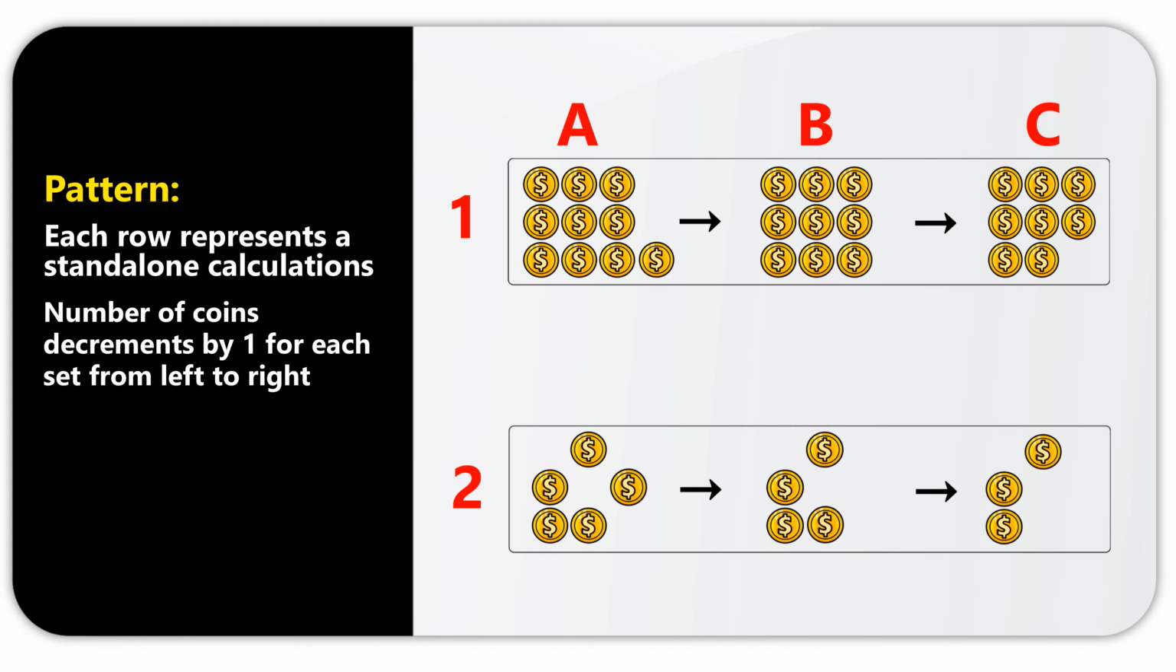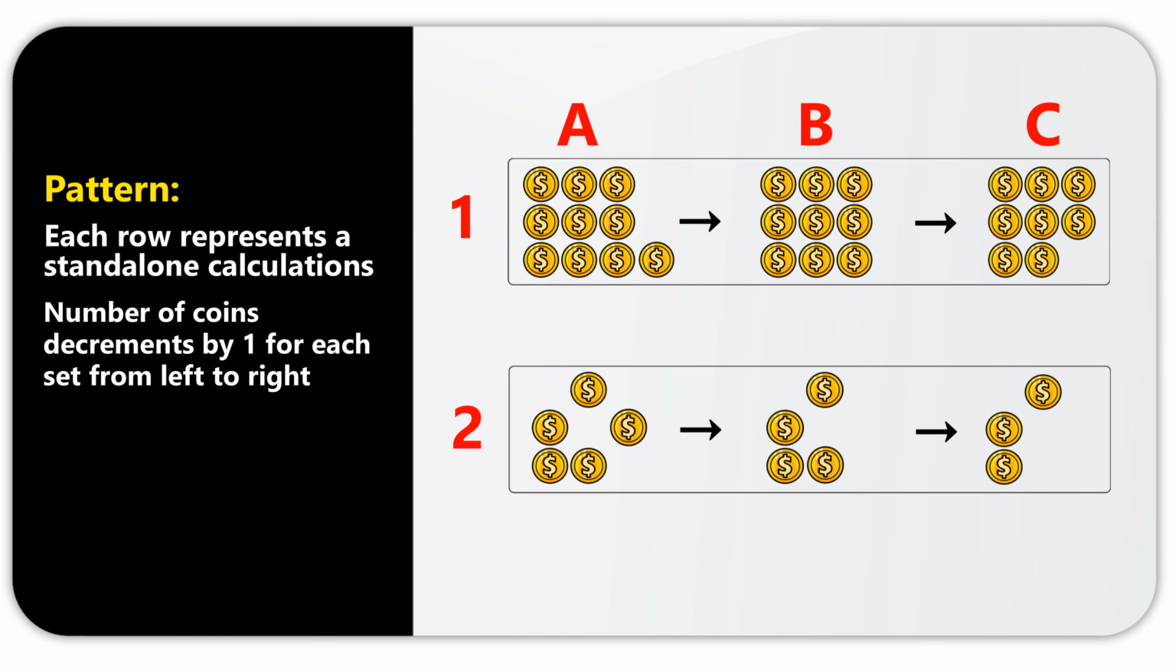Let's verify and confirm this pattern in row 2. In the area A2, we have 5 coins. Then in B2, we have 4 coins. And in area C2, we only have 3 coins. But as you might have guessed, this is not the only pattern present here.